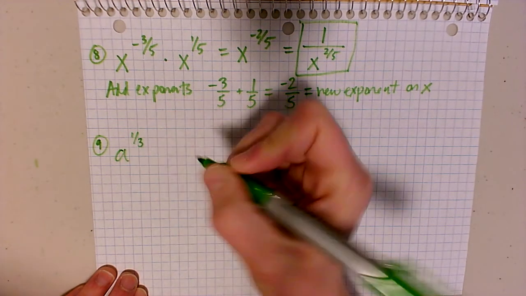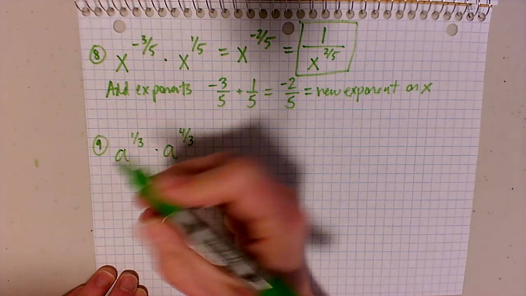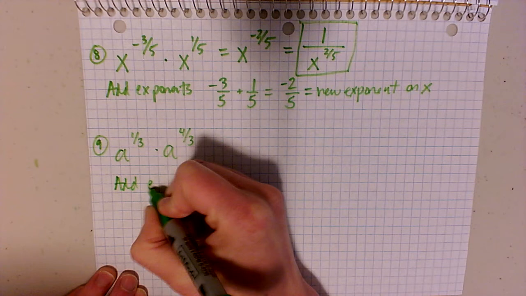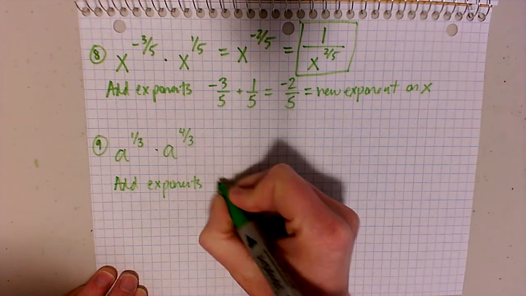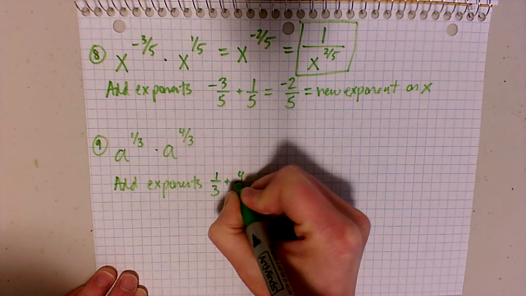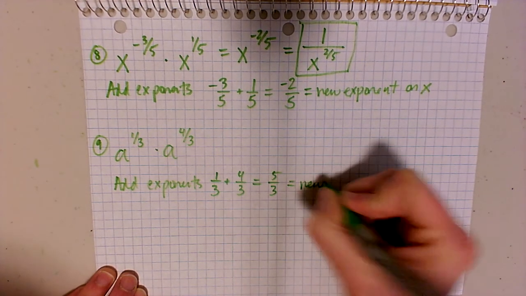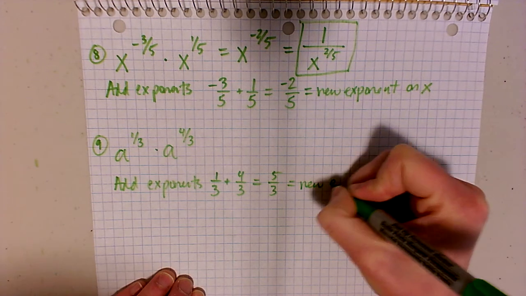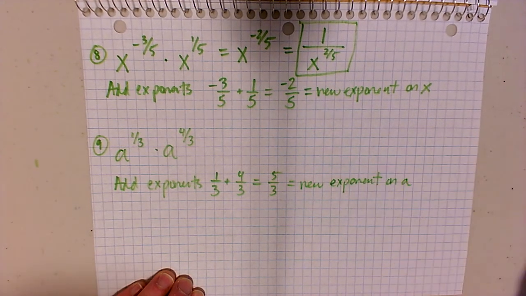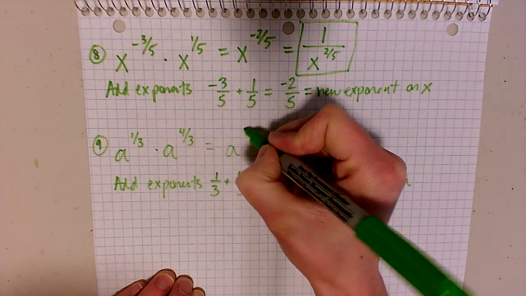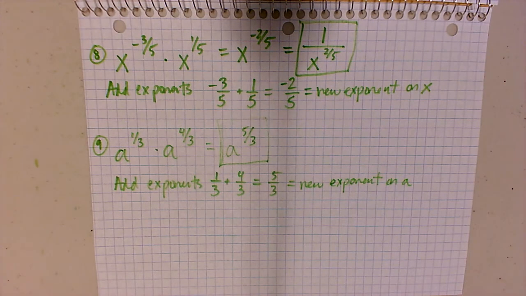So for number 9, we have the same story. We have a to the 1/3 times a to the 4/3. Okay, and so again, we're going to add our exponents because we're multiplying 2 things with the same base. So I'm going to do 1/3 plus 4/3 is going to give me 5/3, and that is now my new exponent on a. So this becomes a to the 5/3, and that's as far as we can go.